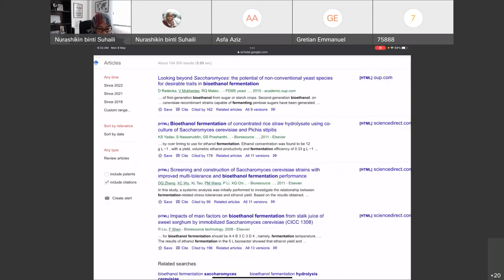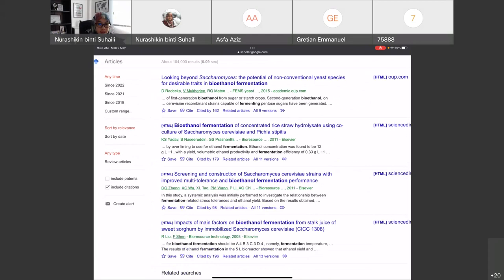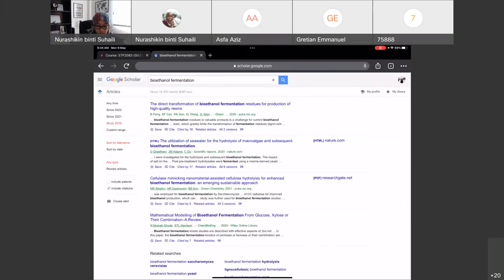And you can also narrow your search. Maybe you want to get articles since 2018, the latest 5 years, for example. So you can click on that, and it will only list down those after 2018. So there is no article from 2010 or 2011. So that's the good thing about this search engine.